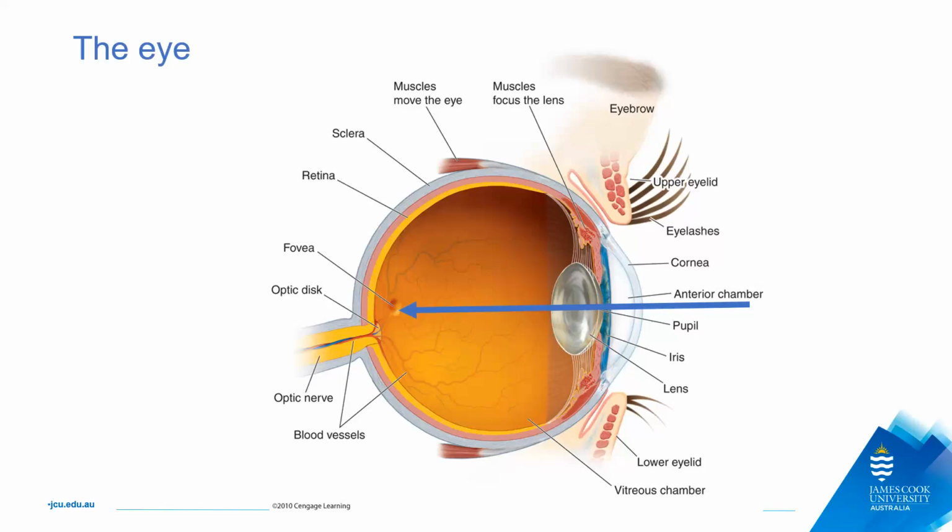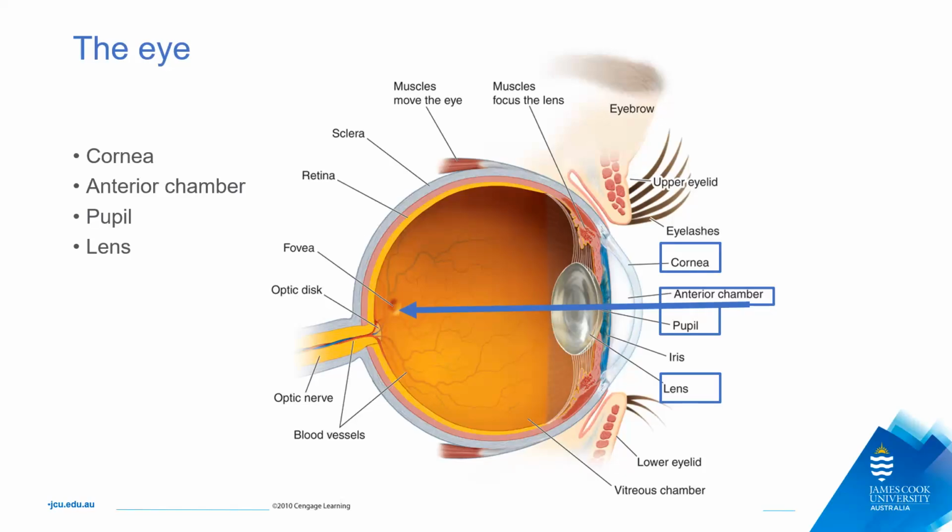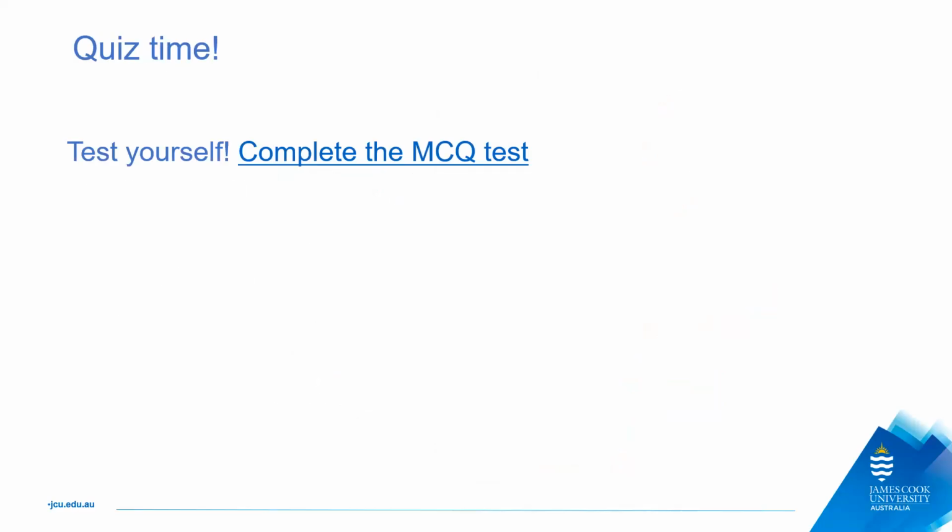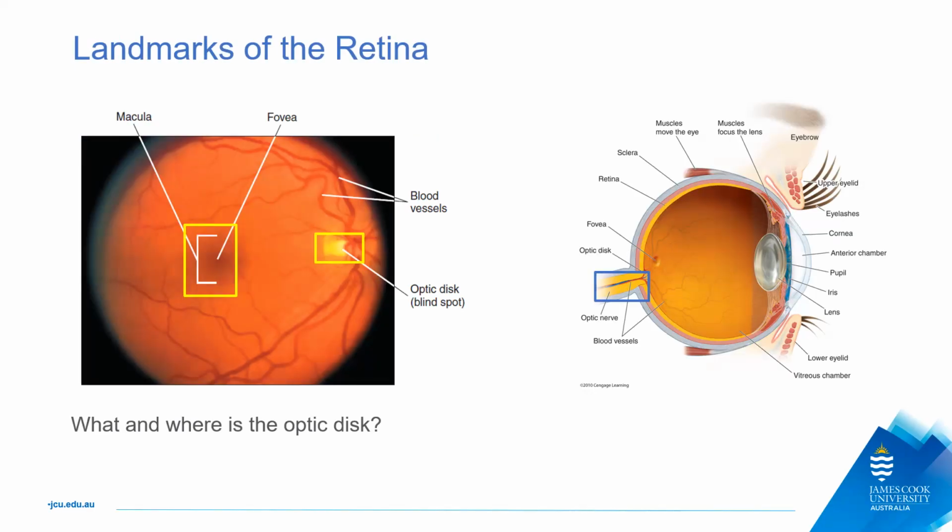So on this slide, the eye, this is practically speaking just a revision of yesterday's lecture. I think I talked about the cornea. Yes, I did. Right? I talked about the anterior chamber. I talked about the pupil. Right? The lens, vitreous chamber. I talked about all these things. Right? Retina. So for landmarks of the retina, we talk about all these regions.